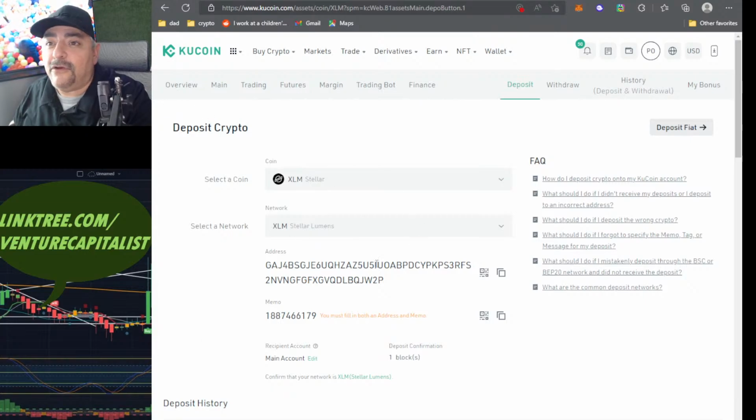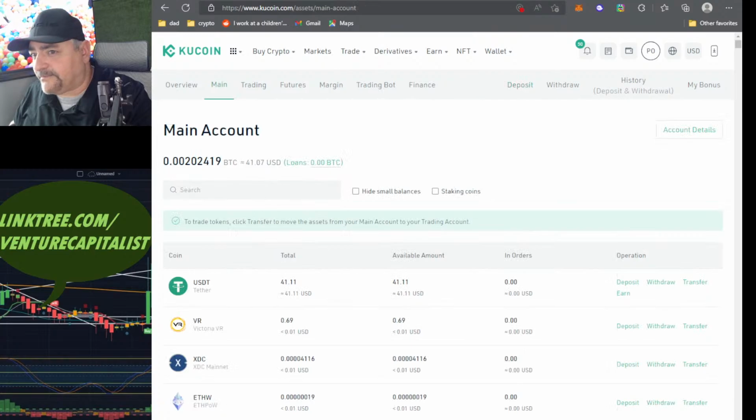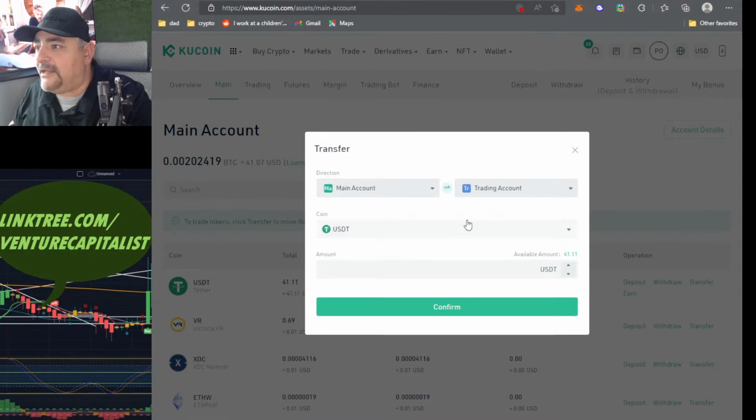Now, once you send it over there, it will pop up into the main account. Very simple. Now that it's in the main account, you can see here, and I'm just going to do a quick transfer. So normally it'll say whatever you send it in. So if you sent it in, it was XLM, you would then hit transfer here on your main account, and you would transfer it from your main account to your trading account.